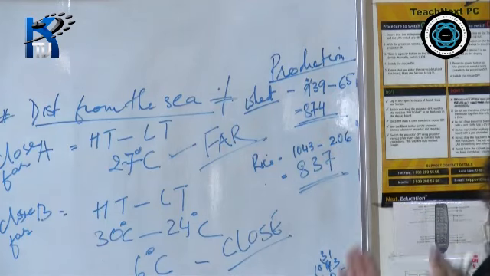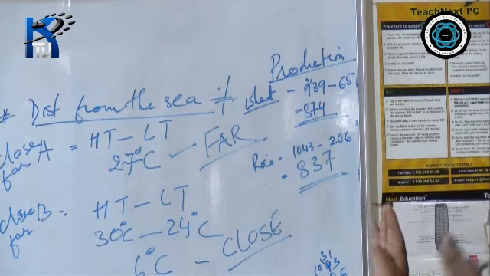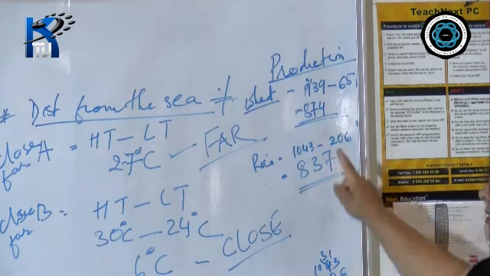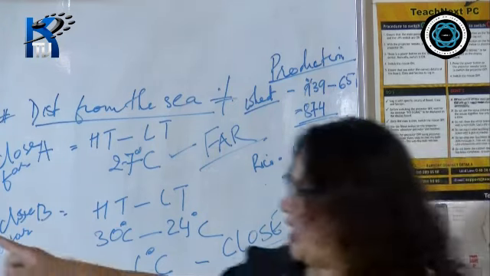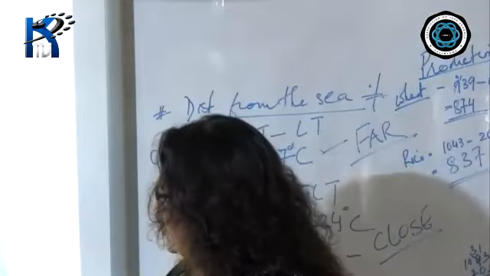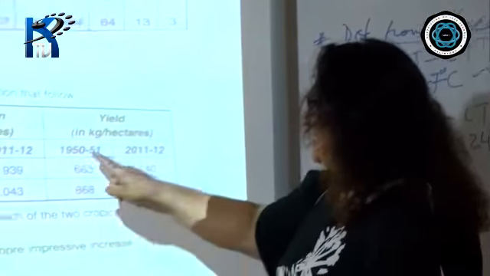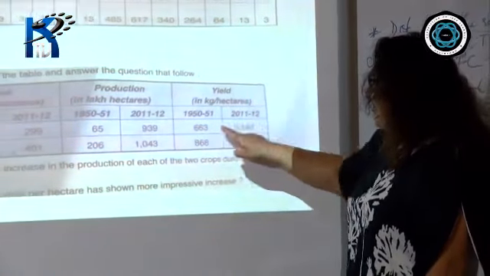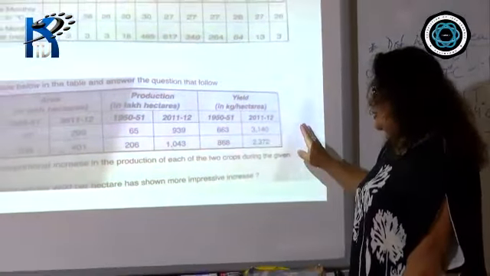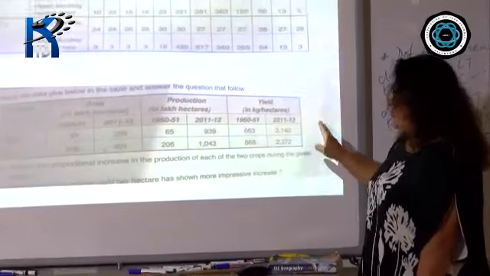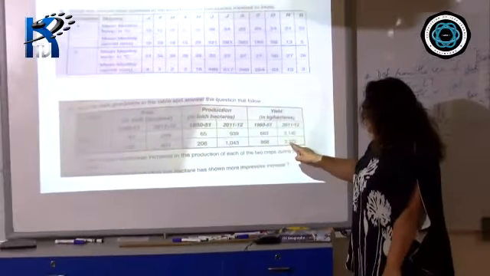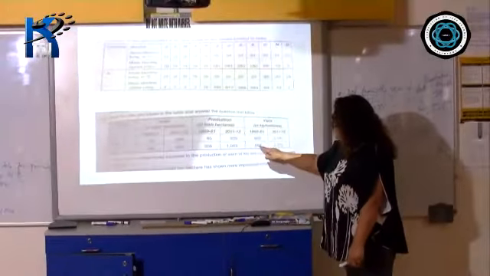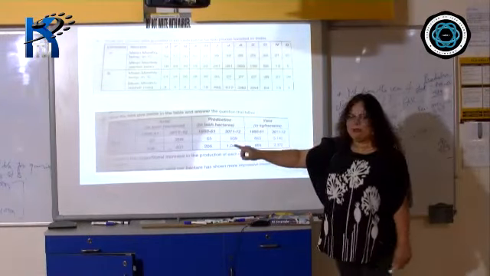You just have to take the production table, highest figure minus the lowest figure, the answer is there. Supposing they ask you for yield, yield is also the same. For wheat, 1950-51 and 2011-12, 3140 minus 663, the answer that you get is the yield for wheat. 2372 minus 868, the answer that you get is going to be for rice.